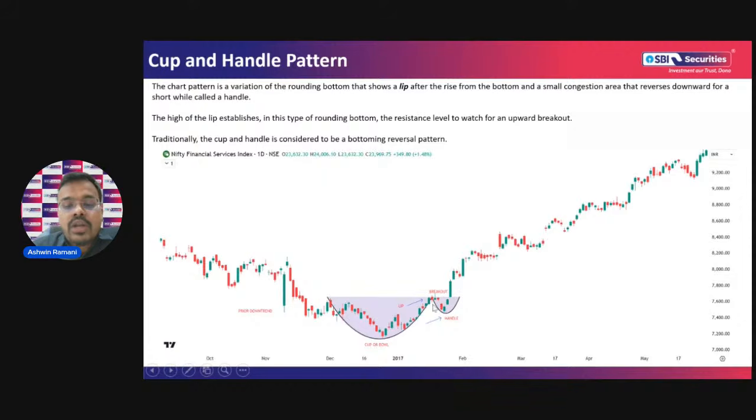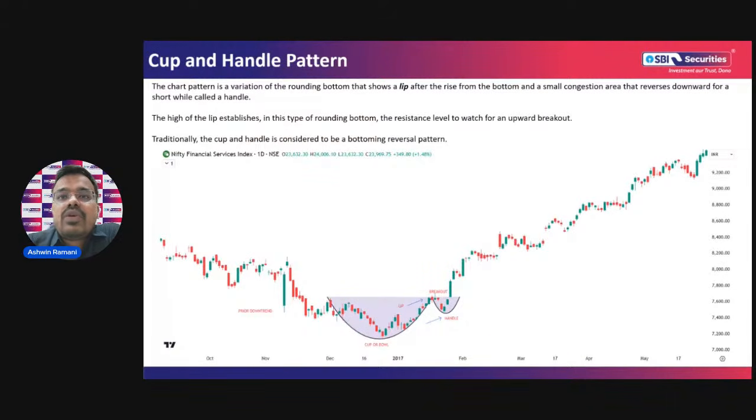So this small rounding top is your handle, and this big rounding bottom is your cup, or you can call it a bowl. The moment it breaks out, this is where you will enter. Just below this neckline is where you will keep your stop loss. Again, take the distance from the tip of this low to this neckline high, and you can get the measured rule target for the cup and handle pattern.